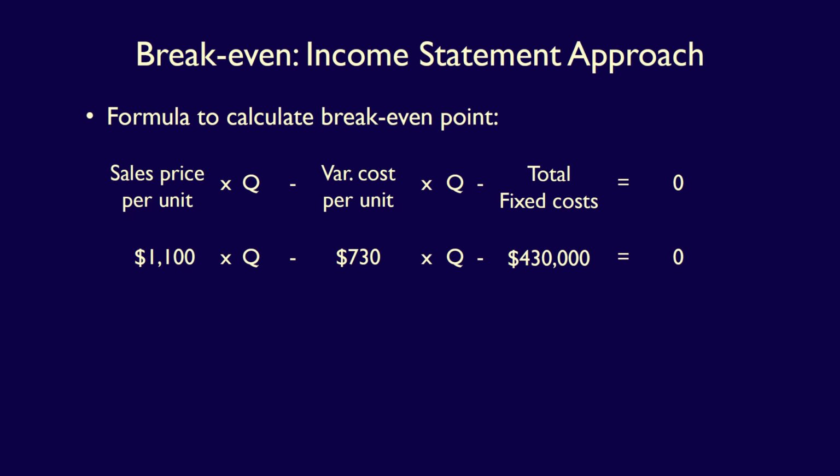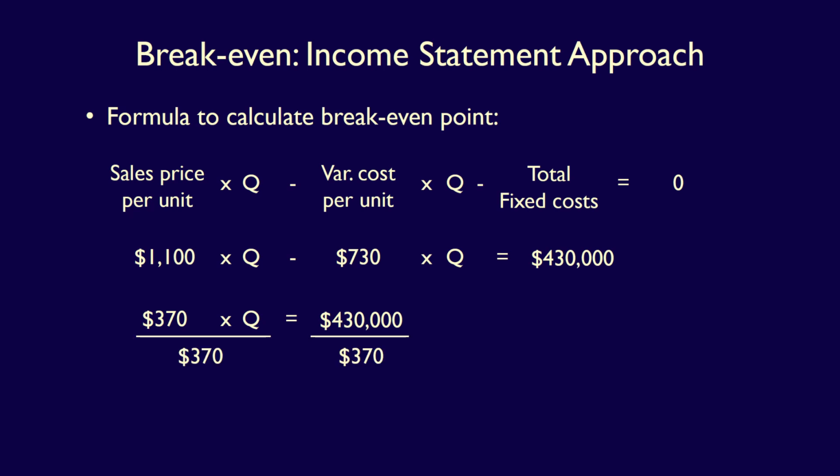Let's solve the equation for the letter Q, the quantity that needs to be sold in order to break even. We're going to start by adding $430,000 to both sides of the equation, which will result in the following formula: 1,100 Q minus 730 Q minus $430,000 plus $430,000 is equal to zero plus $430,000. Simplifying, we see that 1,100 Q minus 730 Q is equal to $430,000. 1,100 Q minus 730 Q is equal to 370 Q, so 370 Q is equal to $430,000.